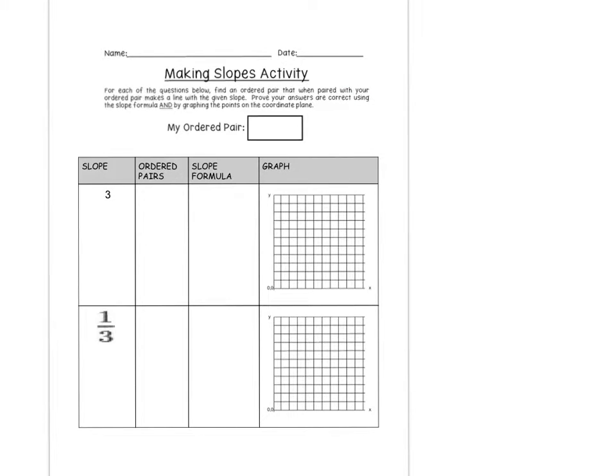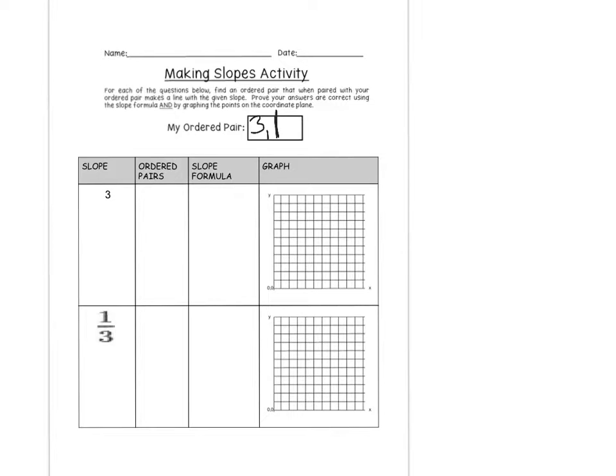The next thing you're going to do with your ordered pair is put it in the box on your worksheet where it says ordered pair. Remember, mine that I had drawn was the ordered pair 3, 1. So I'm going to write that in my box, 3, 1. And that's my ordered pair.